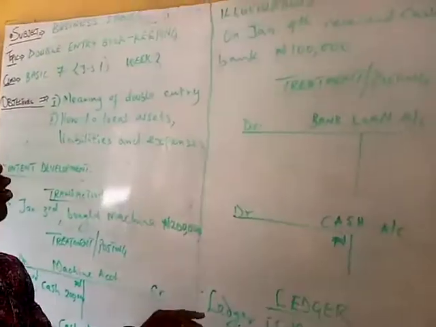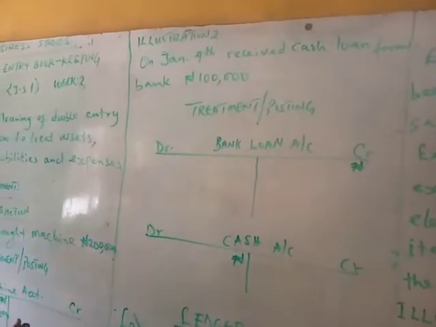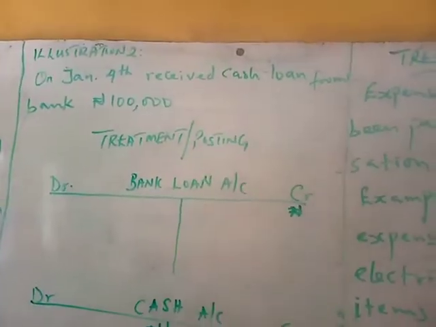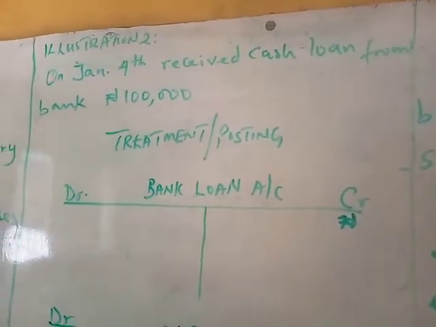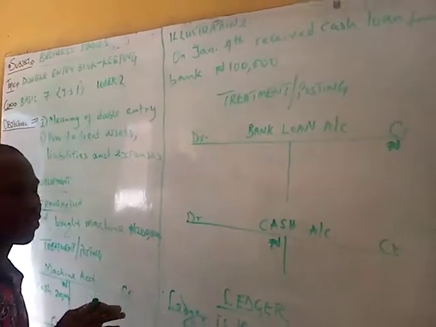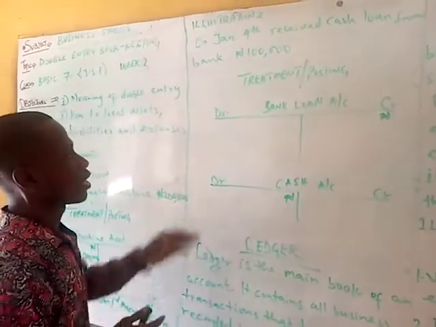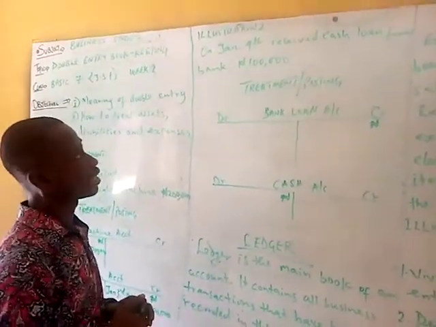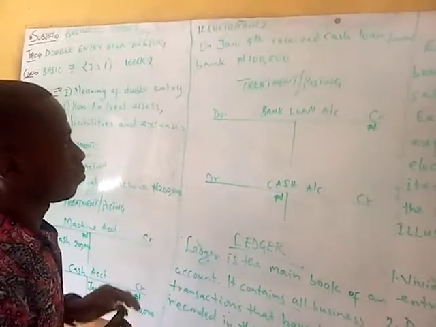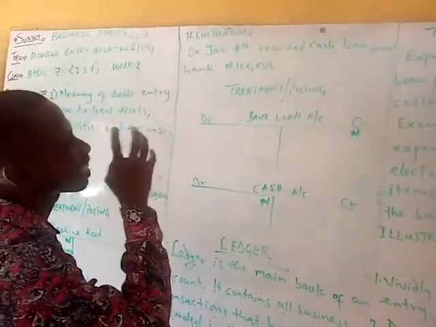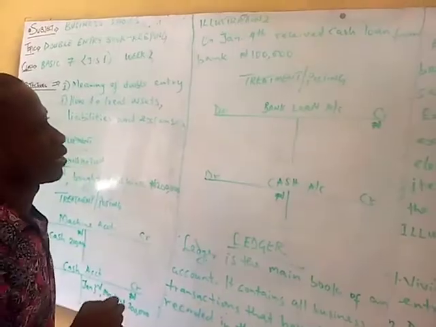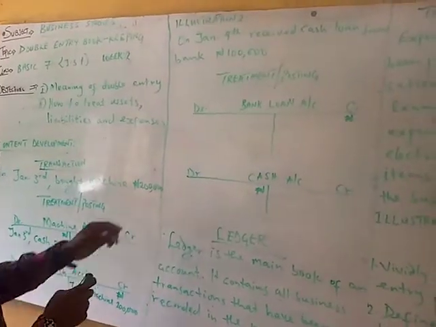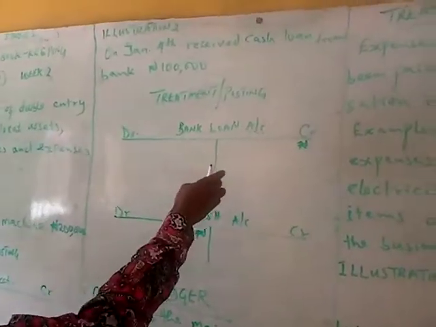So let's also look at another illustration. Illustration 2 says on January 4th, we received cash loan from bank of 100,000 naira. So also we are going to debit the receiver and credit the giver. Now for this illustration, bank loan is the one that is giving out value, because on the 4th we received cash loan from bank. So here the bank is giving out loan.